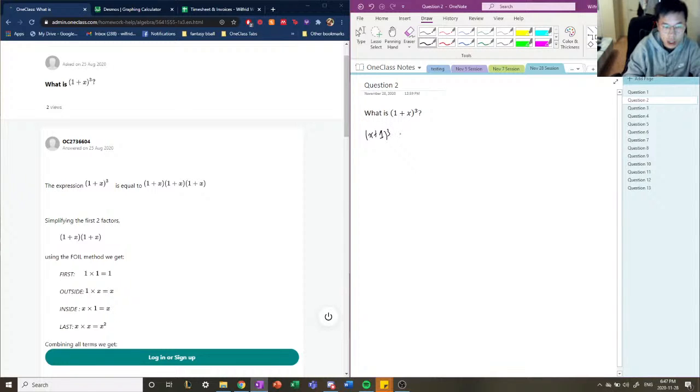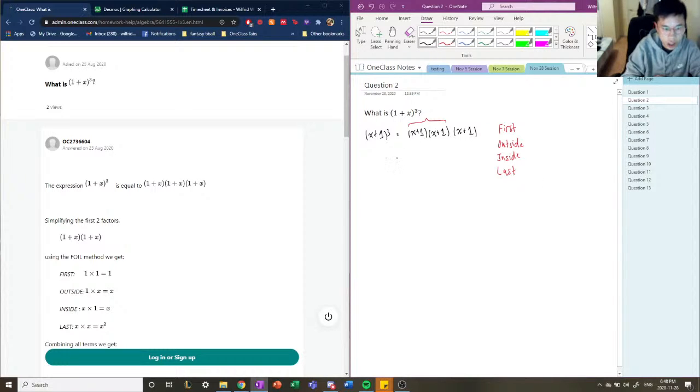So (1 + x) cubed is also equal to (x + 1) times (x + 1) times (x + 1). We're going to FOIL our first two brackets together. What does FOIL stand for? FOIL stands for the multiplication of the first, outside, inside, and last terms. Once we multiply each of these steps, we add them all together.